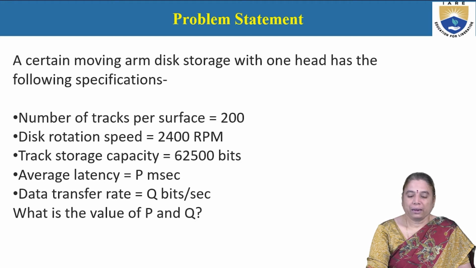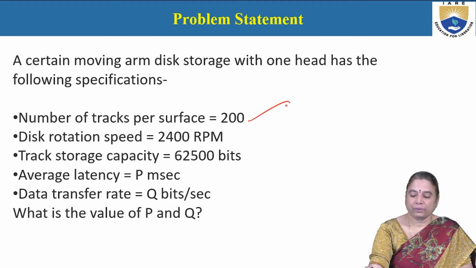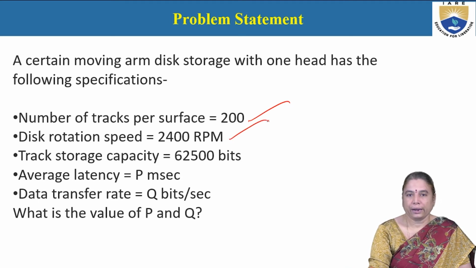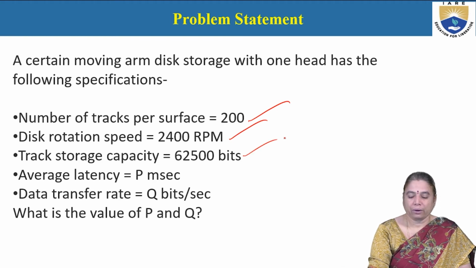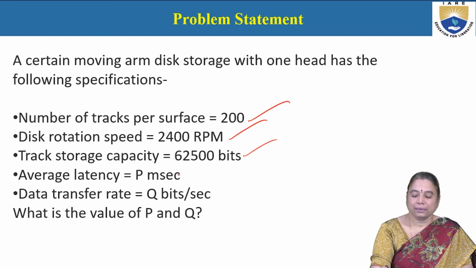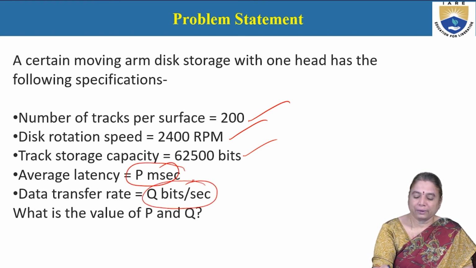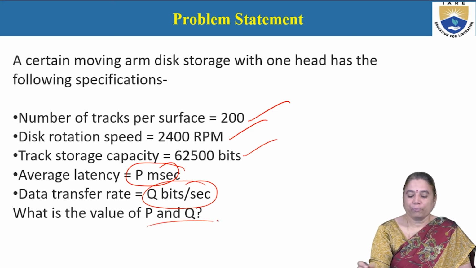Next problem statement is, a certain moving arm disk storage with one head has the following specifications. Number of tracks per surface is 200, disk rotation speed is 2400 RPM, track storage capacity is 62,500 bits, average latency is p milliseconds, data transfer rate is q bits per second. What is the value of p and q? So you have to find out average latency and data transfer rate.